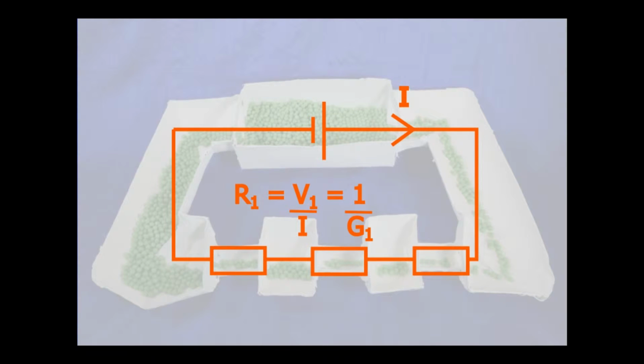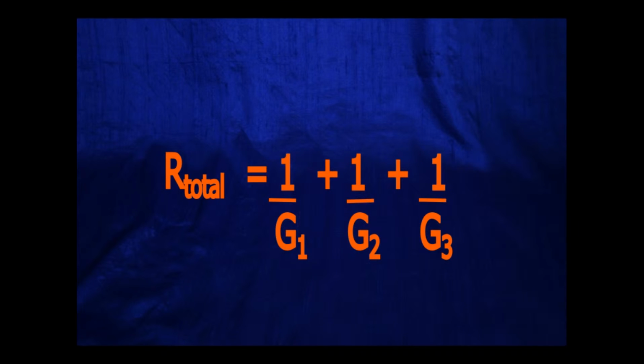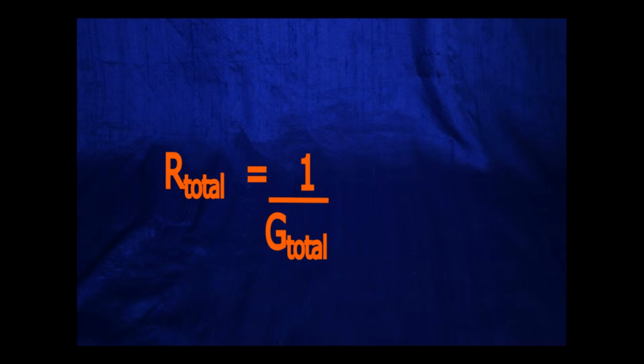To find the conductance of a network of resistors in series, we can use the reciprocal relationship to find the conductance of the individual resistors. So R1, which we know is equal to V1 over I, is also equal to 1 over G1. And we can substitute R1, R2, R3 with 1 over G1, 1 over G2 and so on, and get R total is equal to 1 over G1 plus 1 over G2 plus 1 over G3.